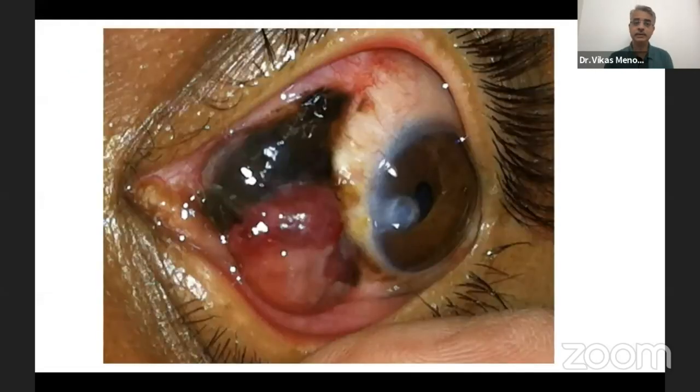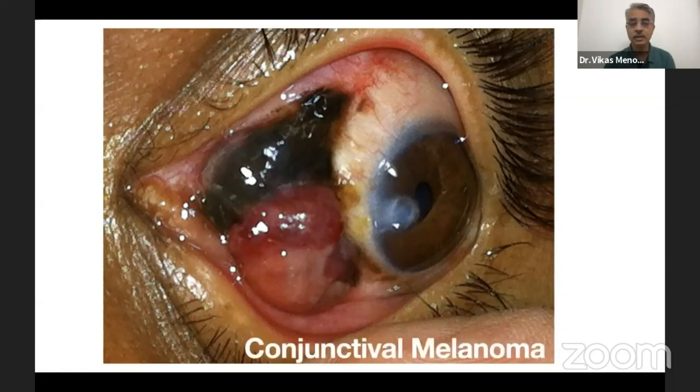Now, this is an example of a patient presenting with a thick nodular type of mass on the conjunctiva with a deeply pigmented component. This seems to be a melanoma which has probably arisen from a long-standing conjunctival nevus.